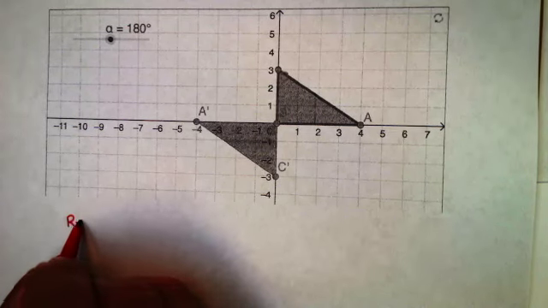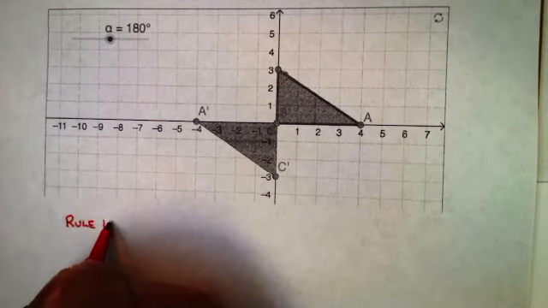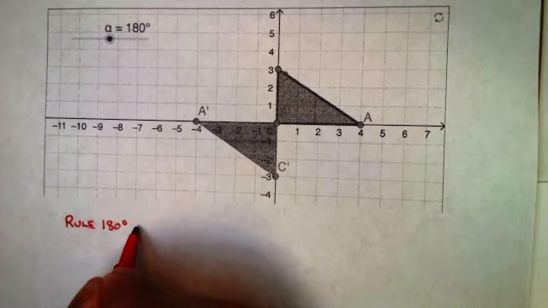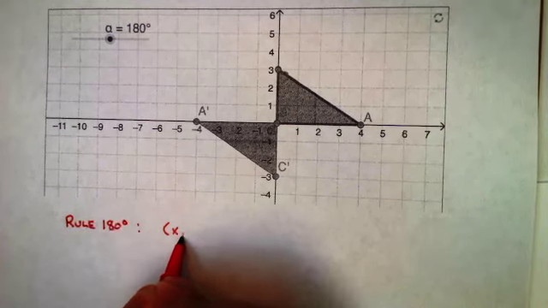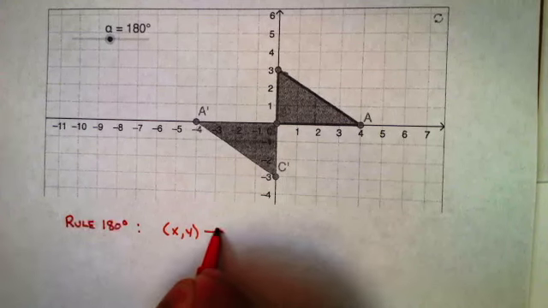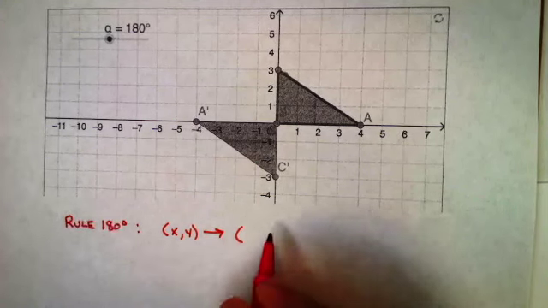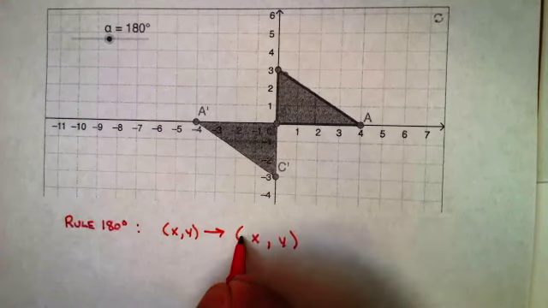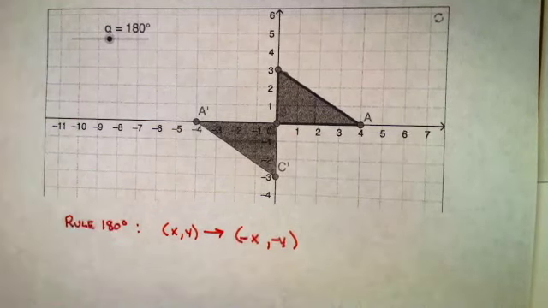My rule for a rotation of 180 degrees is this. I'm going to take a point, and when I rotate it 180 degrees, the X and the Y stay in the same spot, but I write down the opposite of each one of those.